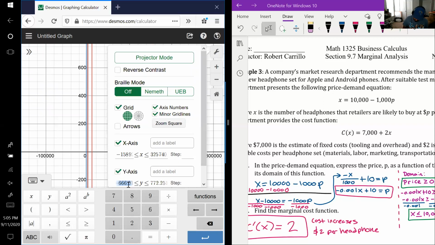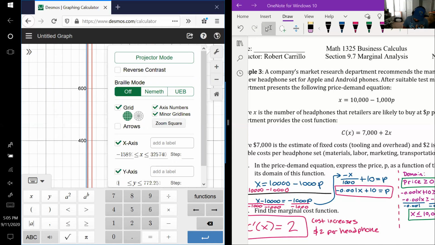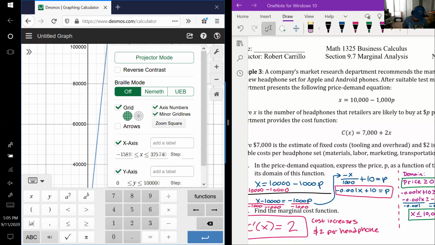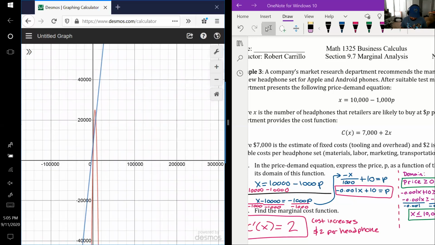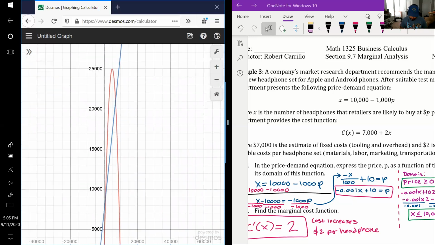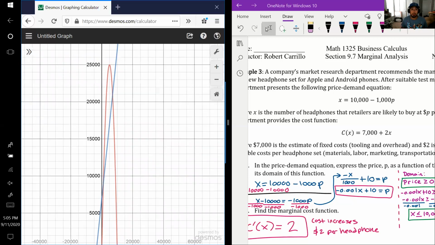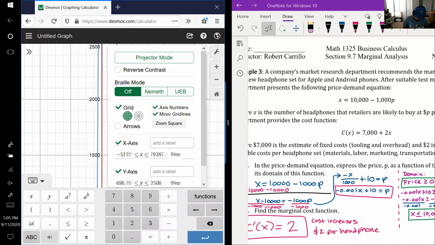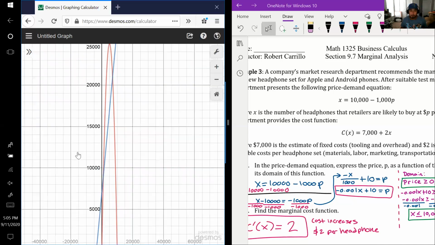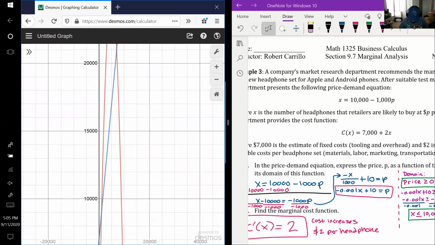I'm going to say 0. And then here, let's try like 100,000. Let's see what happens with that. Hey, that worked. Now we see that. Okay. Perfect. Maybe 100,000 is too big. Let's do 25,000 like it shows. Better. All right. Cool.